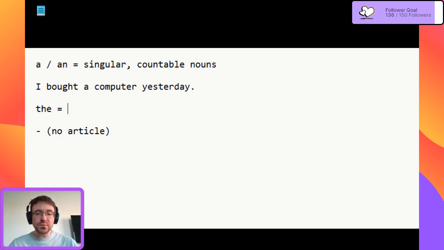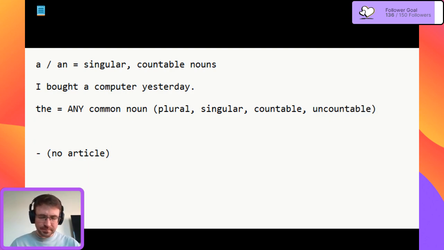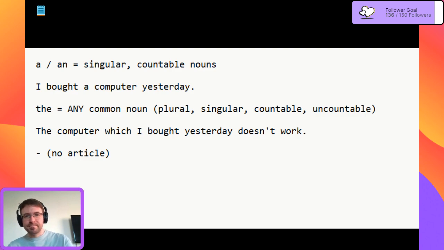The can be used with any common noun. So this means plural, singular, countable, uncountable. We can use that with pretty much anything. So for example, we can say the computer which I bought yesterday. We will look at the difference, in what situations we use them, in just a moment. But we can use the with any type of common noun.